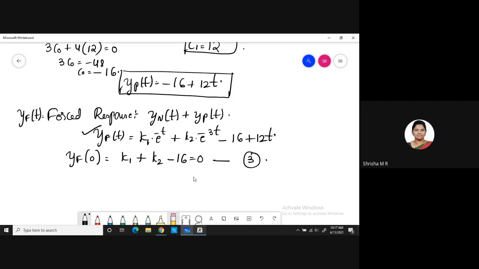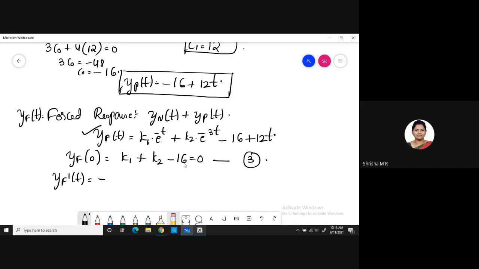Okay, ma'am. Got it? So if you substitute t is equal to 0 in this equation, you will get k1 plus, so this will be e power 0, that will be 1. So 12 into 0 will be 0. So this term will go. So you have k1 plus k2 minus 16 is equal to 0. This is first equation.